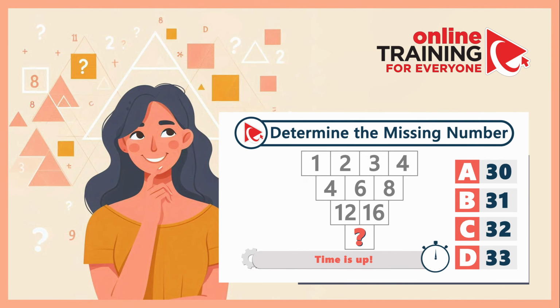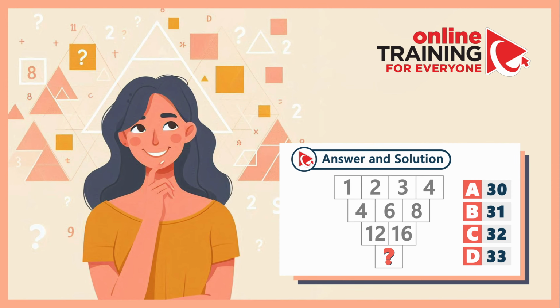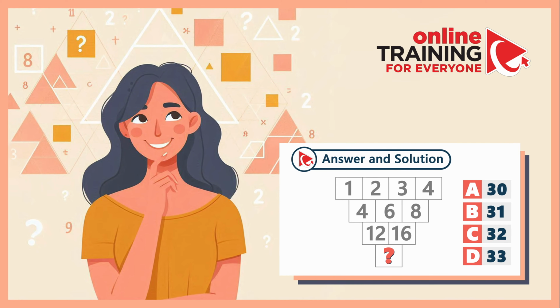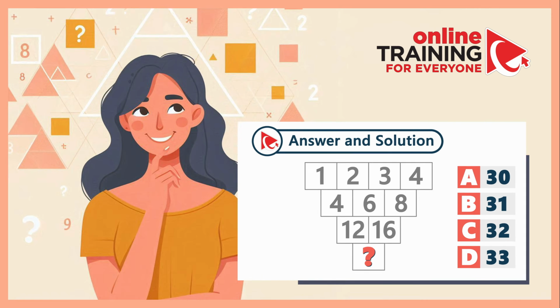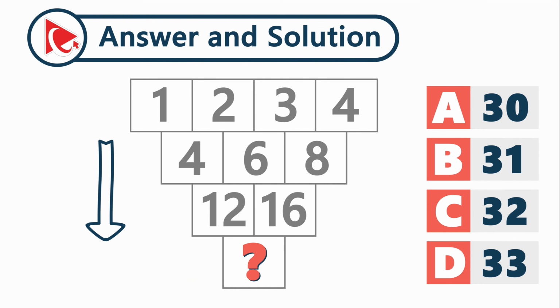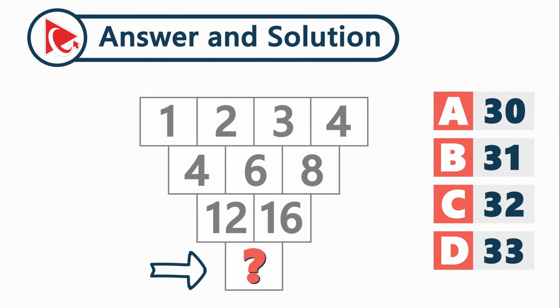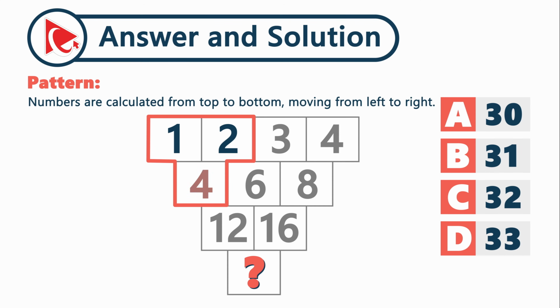Time's up. Do you have your answer ready? I hope so, because the pattern here is extremely simple. I presented the values to you in the rows, but the numbers here are calculated from top to bottom, moving from left to right. Let's take a close look at the numbers 1, 2, and 4.